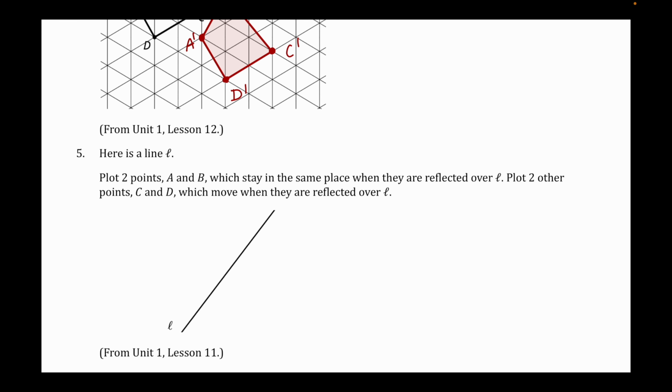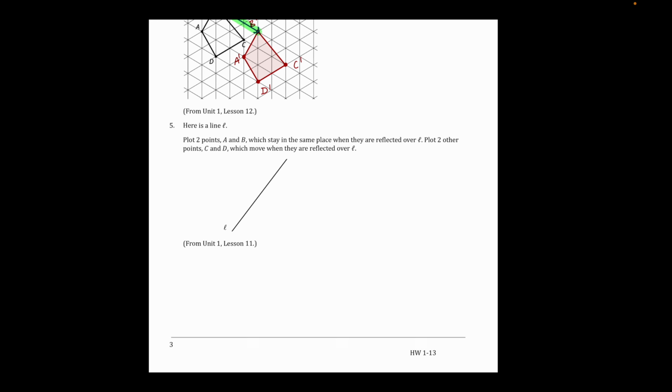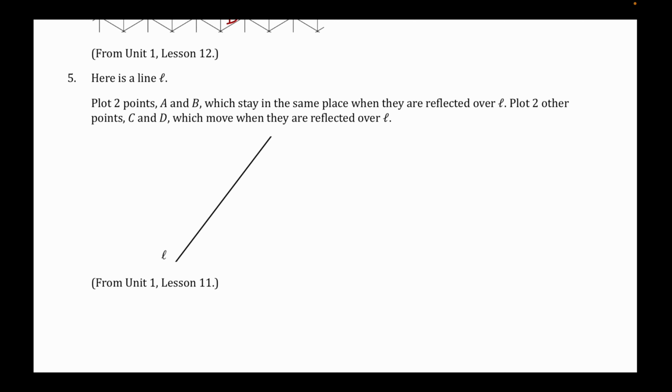Okay, so on to question 5. Oh, we have a line, L. So our instructions: plot 2 points A and B, which stay in the same place when they are reflected over L. Plot 2 other points, C and D, which move when they are reflected over L.